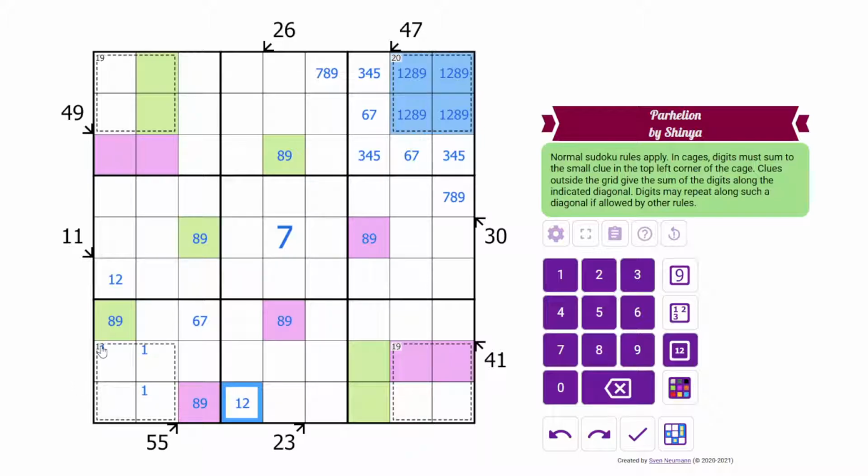If this is a 1, that has to be a 1, which means there can't be any 1s here. If this is a 1, then one of these has to be a 1. If this is not a 1, then this has to be a 1, meaning one of these could be a 1. So these cannot contain more than 1 1.